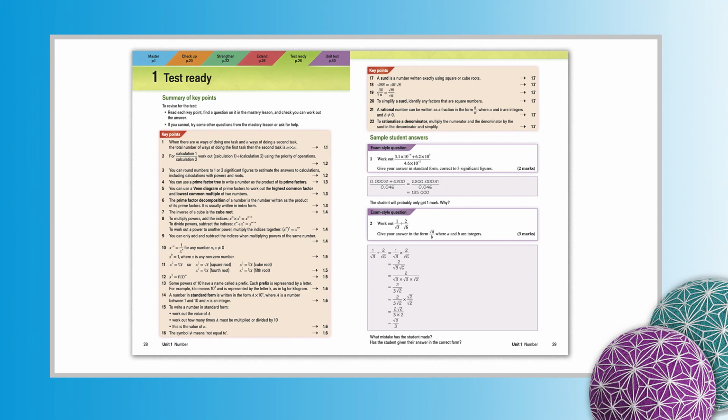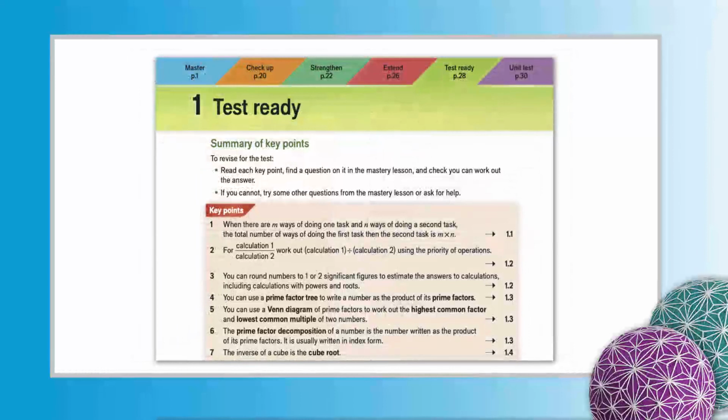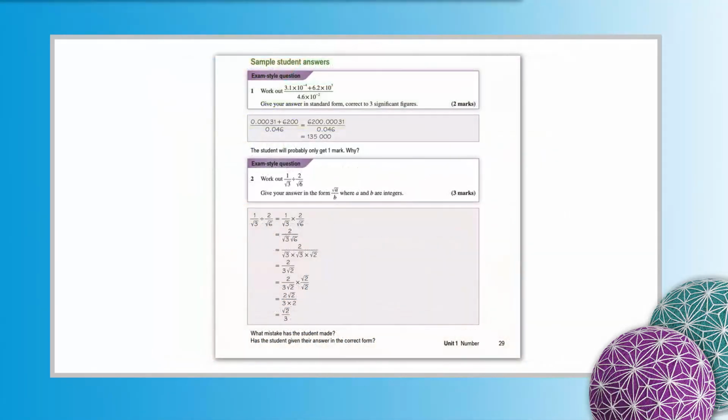The idea of this section is to encourage students to learn and revise independently and to develop an awareness of good exam technique. It's an opportunity for students to pause and make sure that they are ready for the unit test. Test Ready is made up of two sections. Students use the summary of key points to identify areas of the unit that need more practice, developing their ability to learn and revise independently. The questions on the sample student answers familiarise students with what constitutes good exam technique. They can then apply this to questions in the unit test.